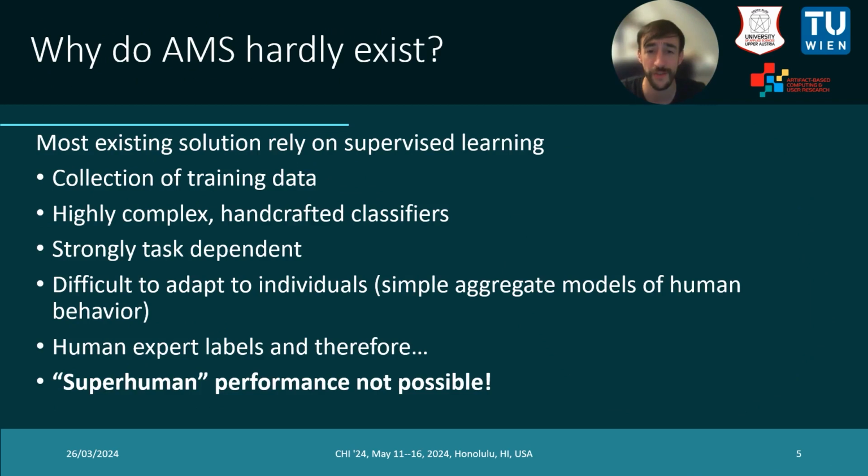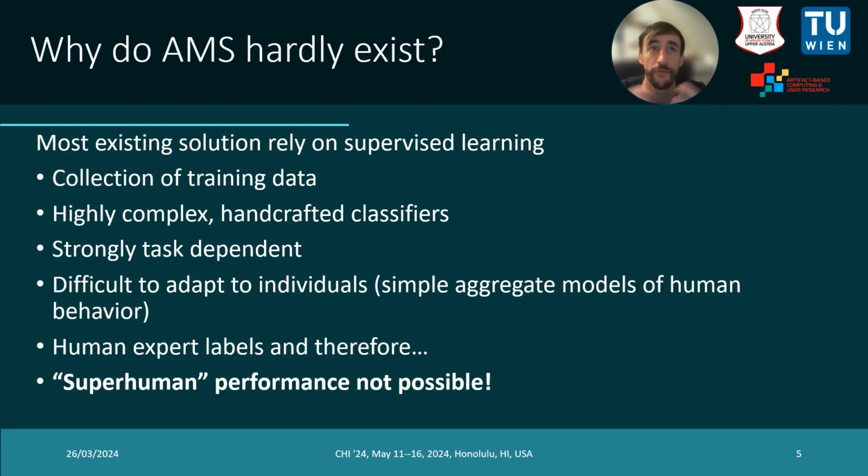Then the question is, why do attention management systems hardly exist? Most of the current solutions work with supervised learning, and as we know, supervised learning relies on training data, but unfortunately it's hard to collect the training data, and it's also a time-consuming process. Furthermore, these supervised learning approaches use handcrafted classifiers, often with different layers, which are highly complex, and the problem with those solutions is that they maybe work for one problem, but not for all problems. So therefore, they are often task dependent.